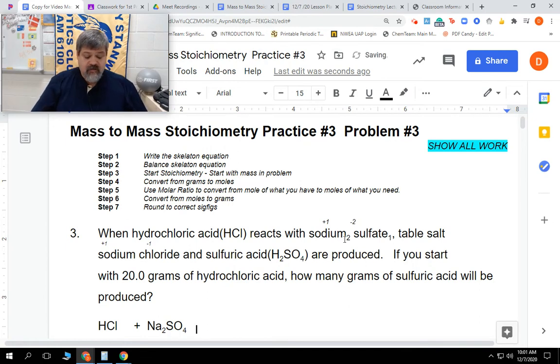Okay, now what's going to happen is that's going to produce our sodium chloride, NaCl, and our sulfuric acid, which we already have up there, so we're going to add to that H2SO4. And we're going to put our molar mass over here. Once we calculate that out, it is going to equal, and put that over there.